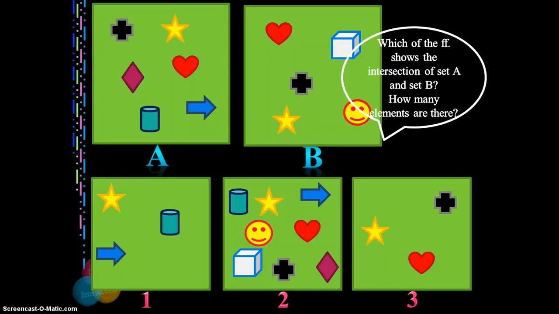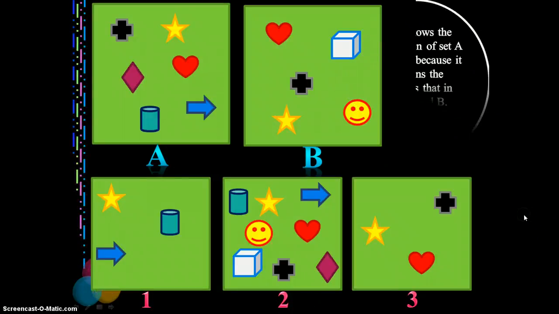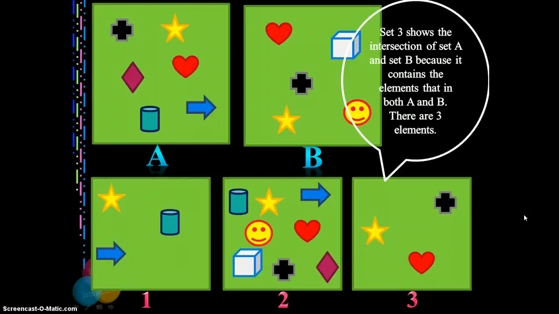How many elements are there? So you have here two choices, the set 1 and set 3, since set 2 is already the union of set. So let's have the answer. It says here that set 3 shows the intersection of set A and set B because it contains the elements that are in both A and B. And there are 3 elements.